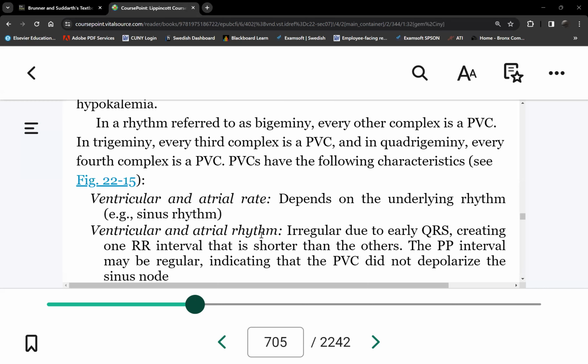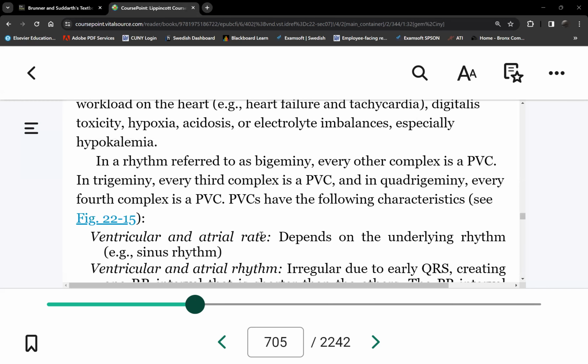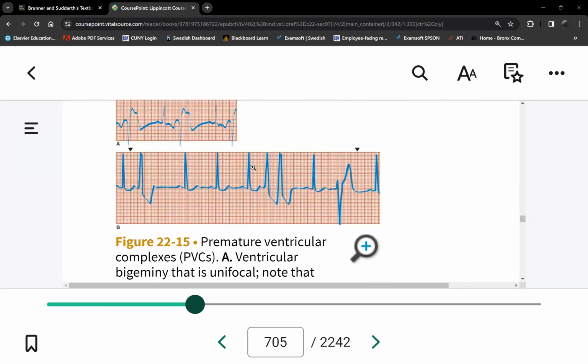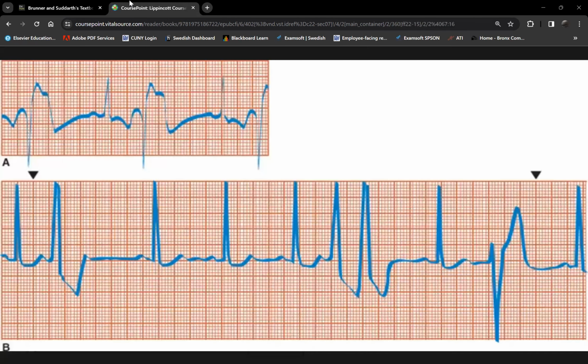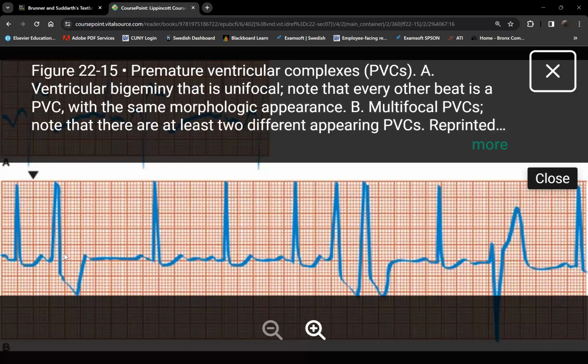Now, if a PVC occurs, there are usually patterns to it. PVCs can be classified as bigeminy if it's occurring every other beat. First, let's look at what a PVC looks like. You know what a QRS looks like, right? Okay, so a PVC is a distorted QRS. So in this figure, you see a normal QRS here. This is a PVC. It's obviously distorted, doesn't look anything like a normal QRS complex.